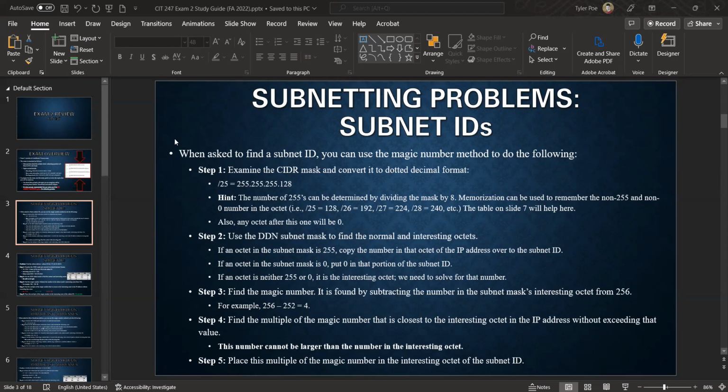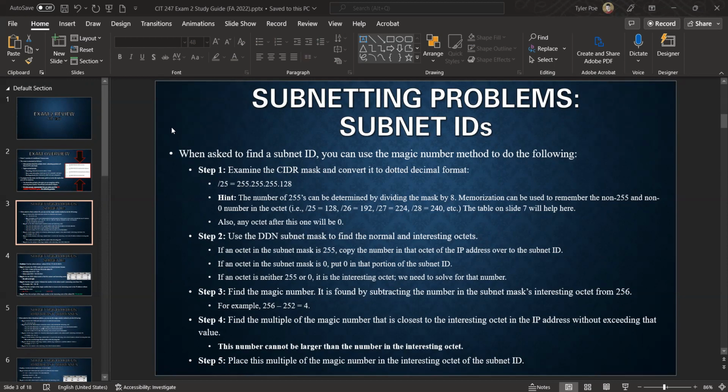It is important to memorize the patterns here. Now there is also the binary method, but that's really hard to figure out. You need a lot of practice. The magic number method, when you do this memorization, lets you do the subnetting process really quickly, and it's much easier to memorize. That's why I stress the magic number method.